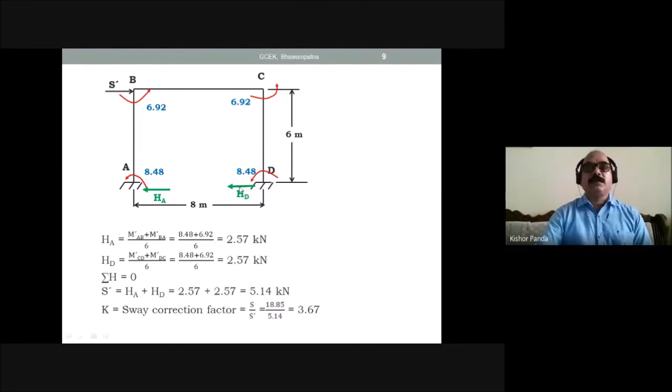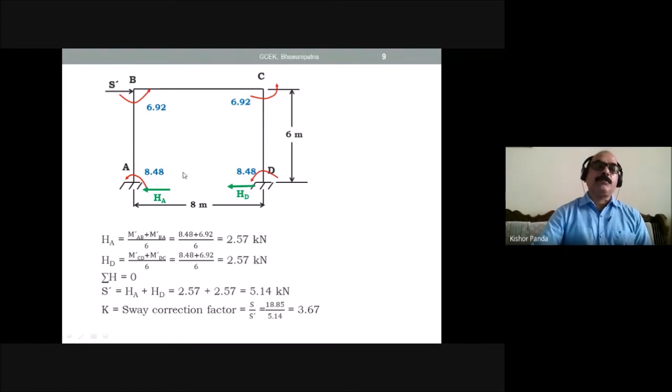Similarly, find out HD. Here also for the vertical member CD, take moment about C. Here HD into 6 clockwise. This is anti-clockwise. Clockwise moment is equal to anti-clockwise moment. So MCD plus MDC. So HD is equal to M dash CD, this 8.48 plus 6.92 by 6. So this is 2.57 kilonewton.